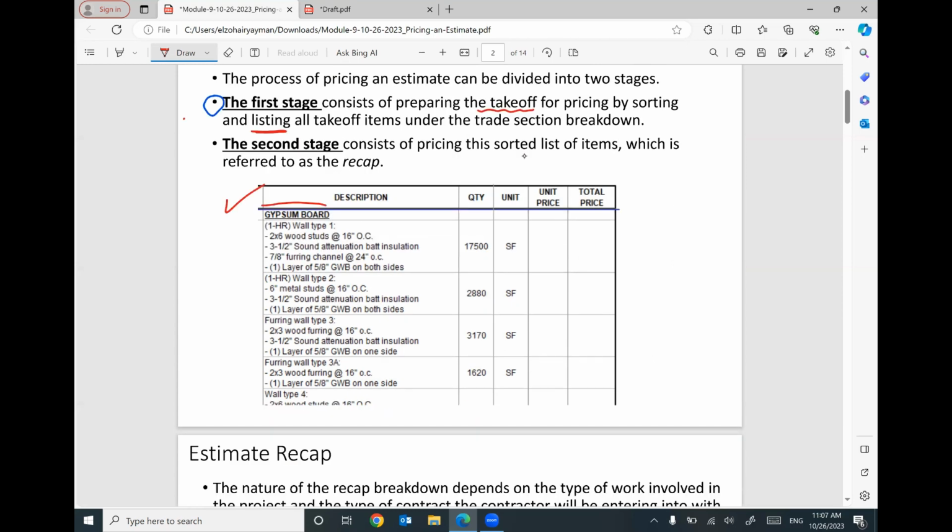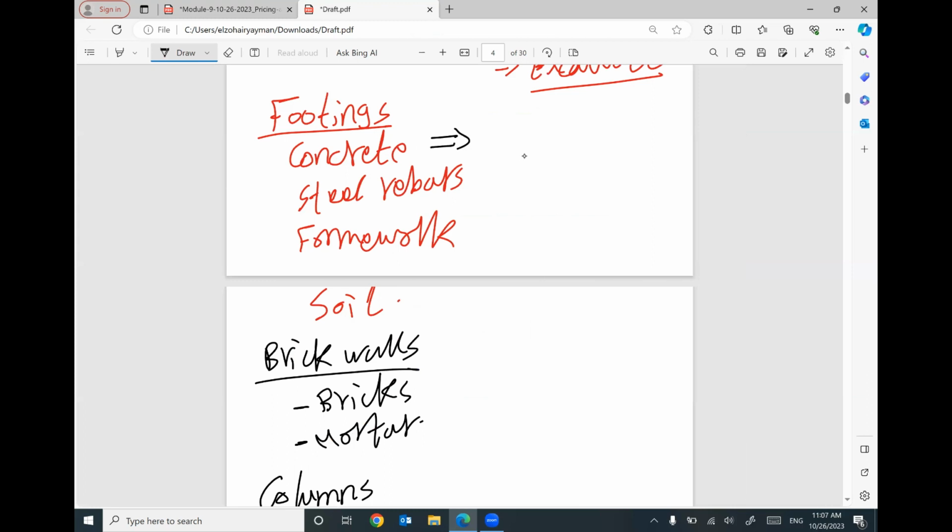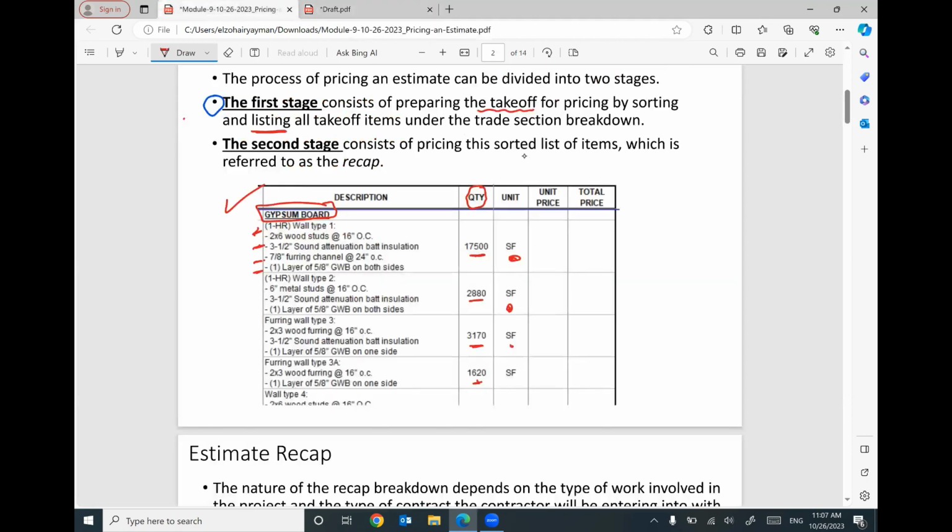So I have the main title, for example, foundation, then I can list what you did to accomplish this activity. Then I will put here the quantity take-off, how much, and what unit I'm going to use, because sometimes we are using volume, so cubic yard. Sometimes we are using weight, ton. Sometimes we are using square feet. Does that make sense? So each item will be listed here with the quantity take-off and the unit.